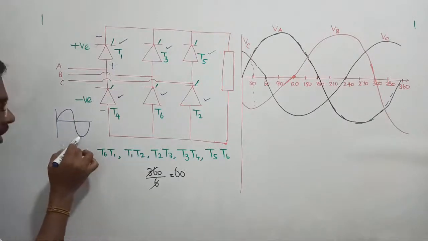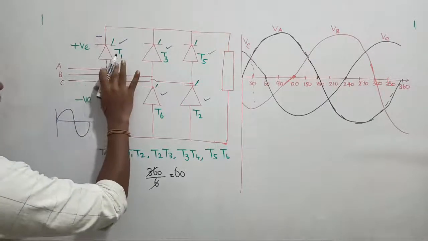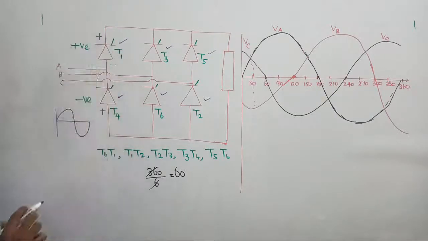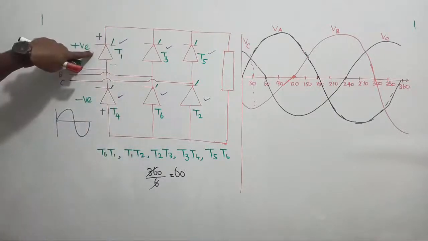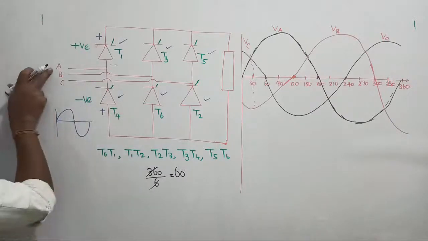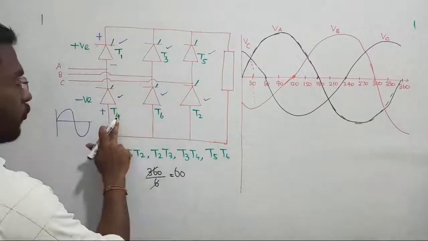Whereas when we are looking at the negative cycle, the polarity will be reversed. Here you will have minus, here you will have plus. Such that I cannot turn on this thyristor, but I can turn on this thyristor. Yes. So the negative half of the supply will turn on thyristor T4, which will be triggered.